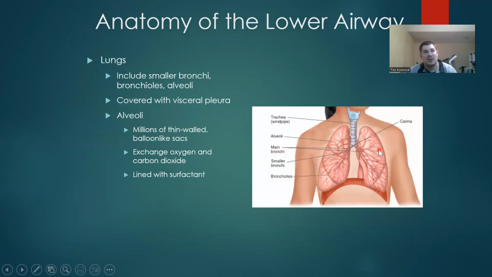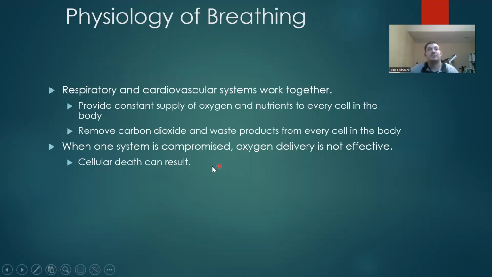And then the lungs, down to millions of little balloon-like sacs that are called alveoli, right? And that's where the gas exchange is happening. There is surfactant within the alveoli, and that is kind of a lubricant, but it's also there to prevent atelectasis, the alveoli from collapsing on themselves.